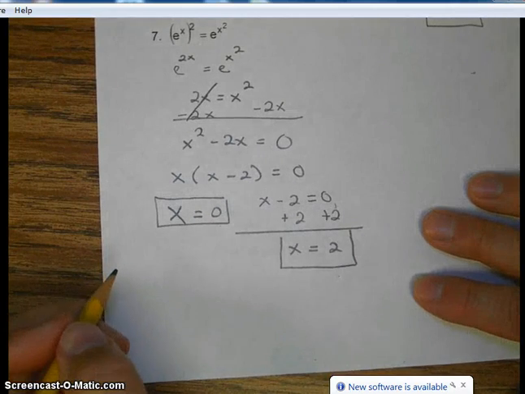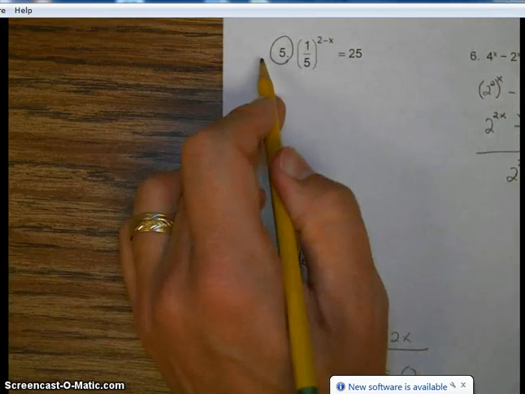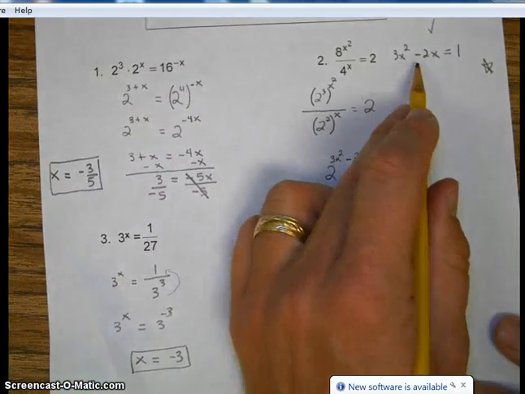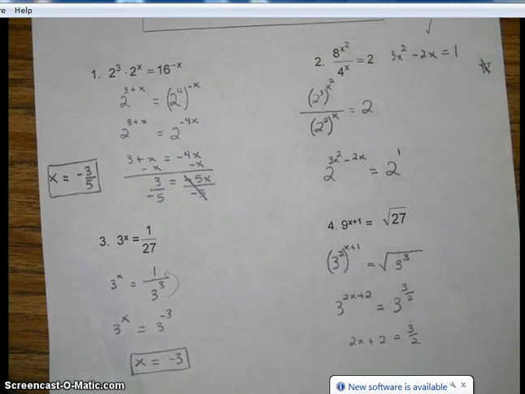So there you go. For you guys, number 5, remember to make the bases the same, and then finish solving number 2. And we'll see you in class.